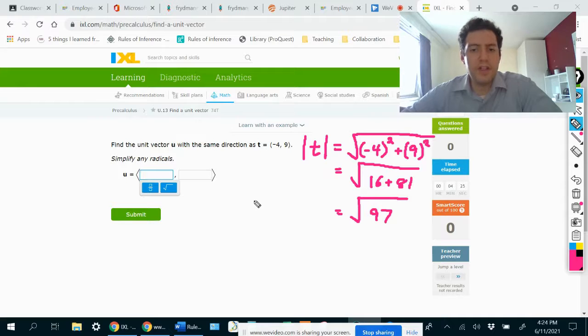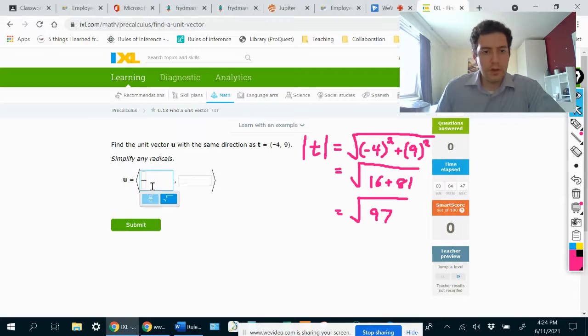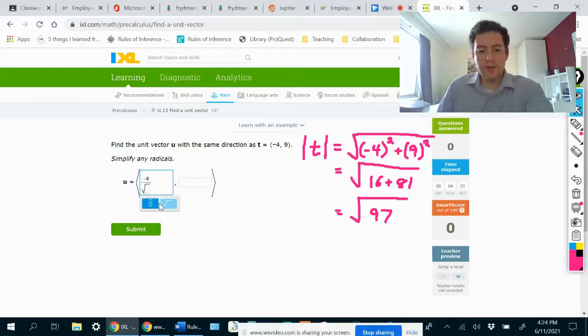So in order for us to find a unit vector that's in the same direction as t, but has a magnitude of 1, we would simply take the components of t and multiply them by 1 over the square root of 97. So the components of u would just be -4 over the square root of 97. And that's the horizontal component. The vertical component would just be 9 over the square root of 97.